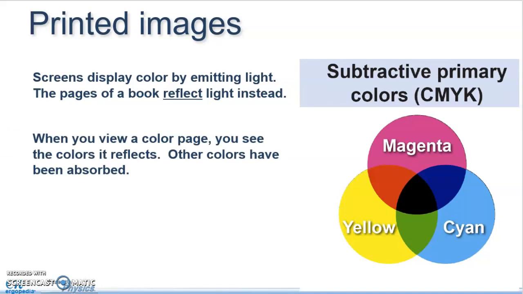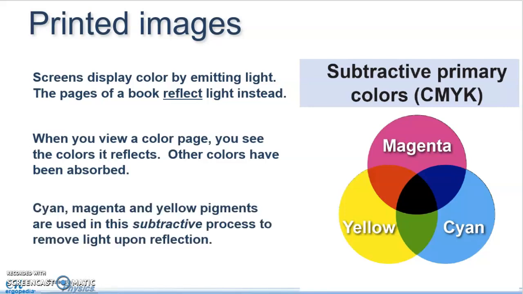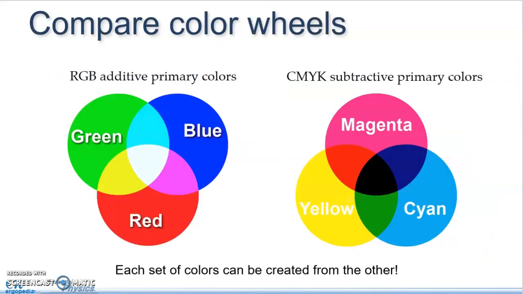All right, so when you view a color page, you're seeing the colors that are being reflected by that page. So that means other colors are having to be absorbed. The cyan, the magenta, and the yellow pigments are used to absorb those colors, and you're basically seeing whatever's left to be reflected. Something that's neat here is you can see the magenta, the yellow, and the cyan coming from those overlaps, and then the red, green, and blue from the overlaps here in the subtractive processes.